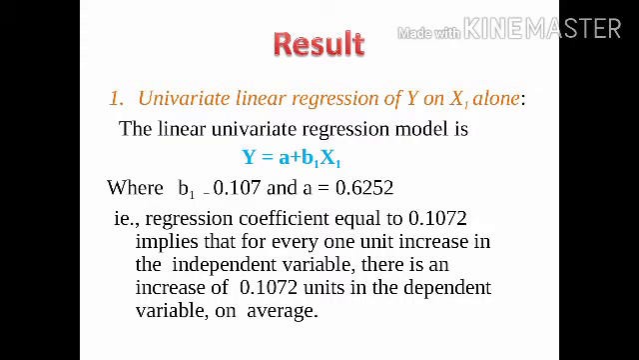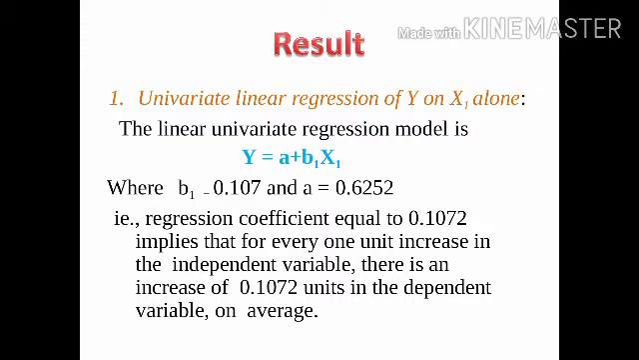Let's start with the univariate regression. Here the first one is univariate regression of y on x1 alone. The linear univariate regression model is y equal to a plus b1 x1, and here we get b1 equal to 0.1072 and a equal to 0.6202.